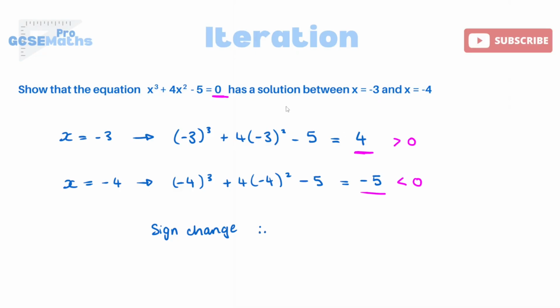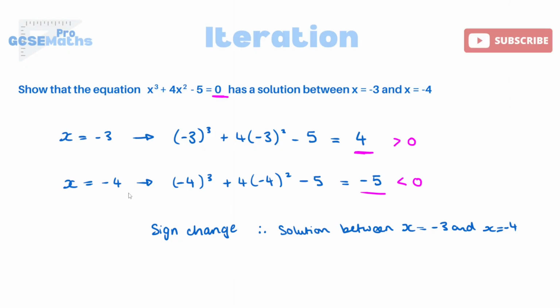Therefore, and then you just basically copy this bit here. Solution between whatever they said. There we go. So sign change, therefore that means there's a solution between x is minus 3 and x is minus 4. You don't necessarily have to literally understand it, as long as you know that that's what you need to do and that's what you need to write.